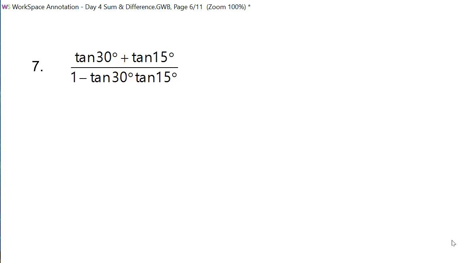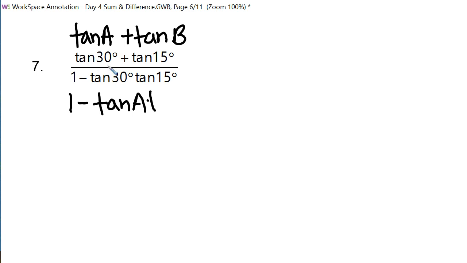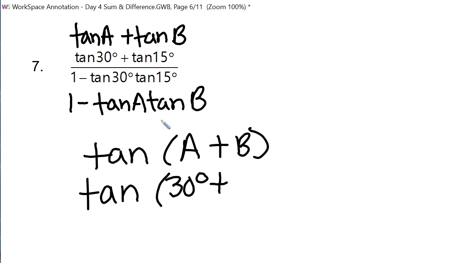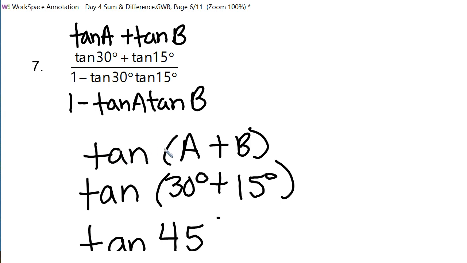Next one. Now this one definitely is going to be one of the tangent problems. And this would be tangent of A plus tangent of B over 1 minus tangent of A times tangent of B. So is this the tangent of A plus B, or is it the tangent of A minus B? A plus B is right. And what do I put for A? 30 degrees. What do I put for B? 15 degrees. 30 plus 15 would be 45 degrees. Can I simplify that? Indeed. Yes, what's the tangent of 45 degrees? 1.